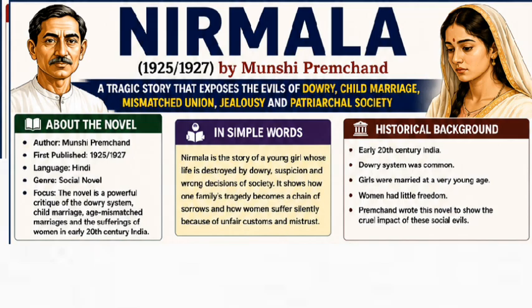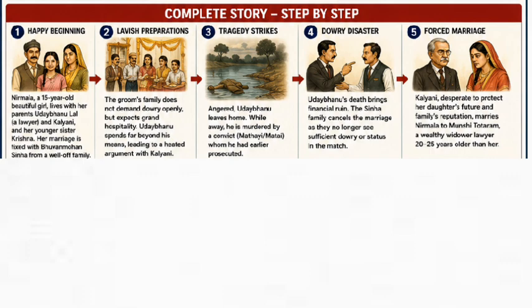The story begins with Nirmala, a beautiful, innocent, and intelligent 15-year-old girl. She lives happily with her parents, Uday Bhanu Lal, a respected lawyer, and Kalyani, her loving mother. She also has a younger sister named Krishna. Her marriage is arranged with Bhuvan Mohan Sinha, the son of a wealthy family.